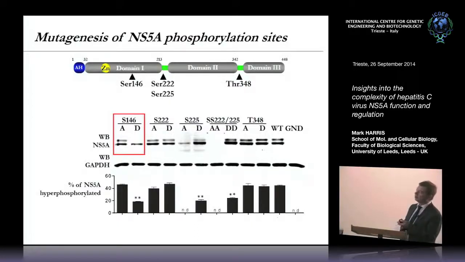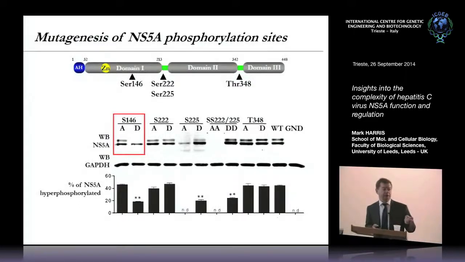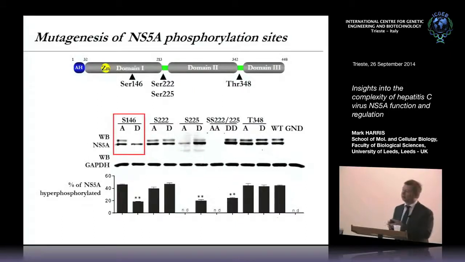However, if you mutate that to aspartic acid, if you put the phosphomimetic mutant in there, you see a dramatic reduction in hyperphosphorylation. So that says that serine 146 may be regulating hyperphosphorylation in some form. Now, we don't think that serine 146 is itself a site of phosphorylation within that hyperphosphorylated form, but I'll show you data that hopefully will convince you of that in a minute.